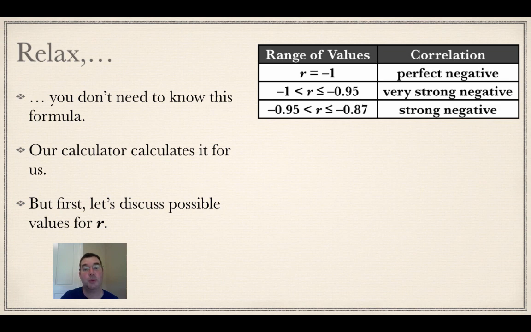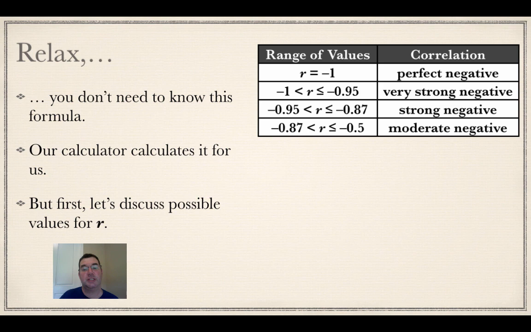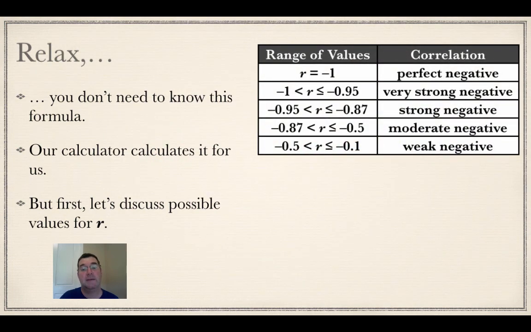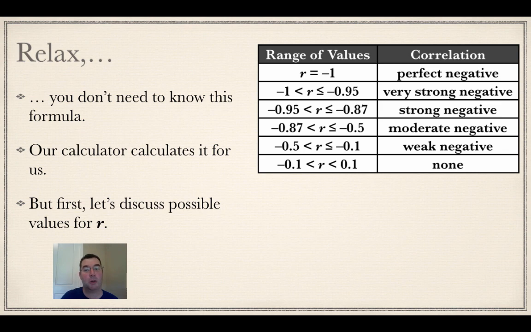If it's between just after -0.95 and -0.87, that's a strong negative correlation, but not very strong. If it's between just after -0.87 and -0.5, that's a moderate negative correlation. If it's between just after -0.5 and -0.1, that's a weak negative correlation because we're still in the negative R values here. Now, once we're in the middle between -0.1 and +0.1, not including those values, there's no correlation at all.